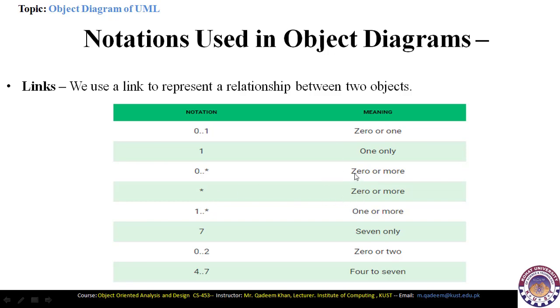It is exactly like above. You can say 0 to multiple or simply only multiple. 1..* means 1 or more objects can be created. 7 means exactly 7 objects can be created. 0..2 means 0 to 2 objects can be created, and 4..7 means 4 to 7 objects can be created.